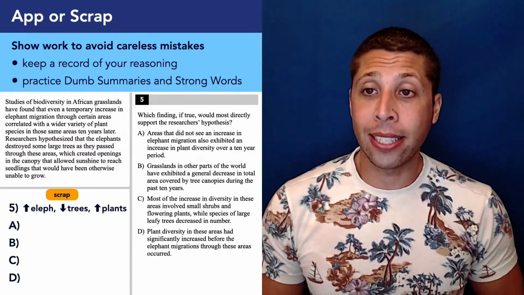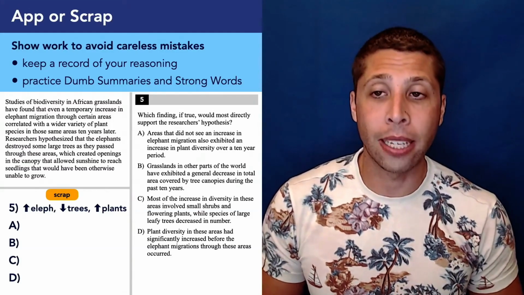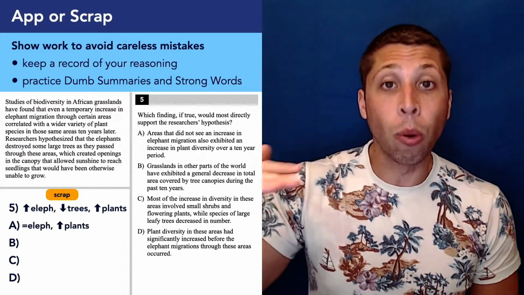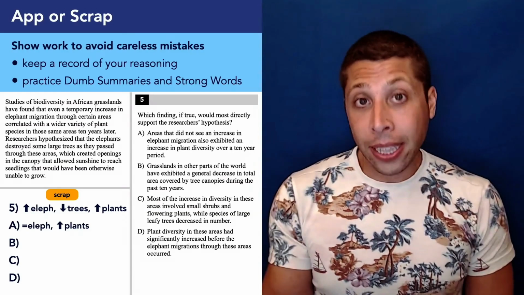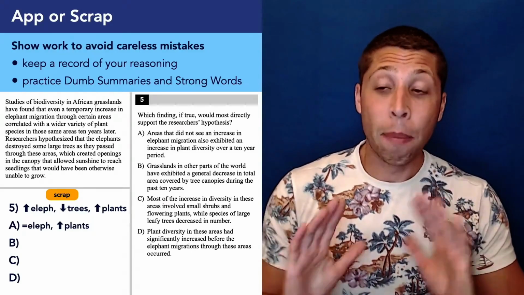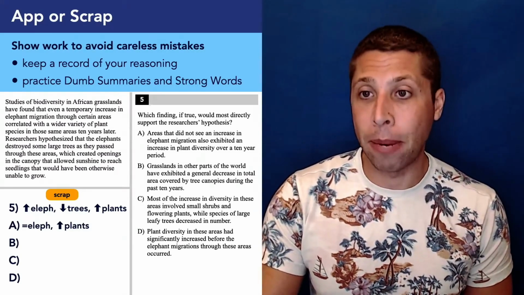A: Areas that did not see an increase in elephant migration also exhibited an increase in plant diversity over a 10-year period. So they're saying that elephants are equal, but the plants have increased. I like the last part, but elephants equal doesn't seem to match with what we said. But I'm just too confused here to pick or cross out at this point. So I would just move on to B.